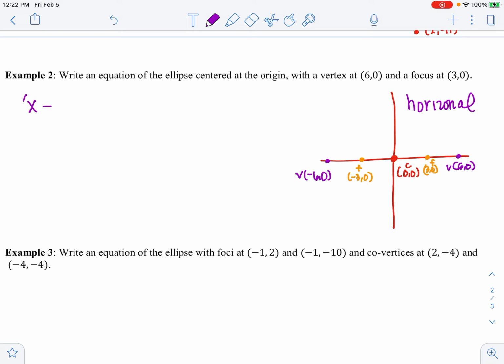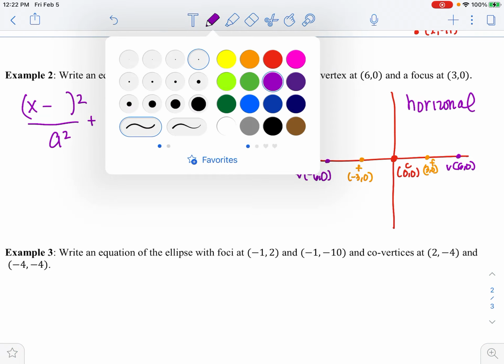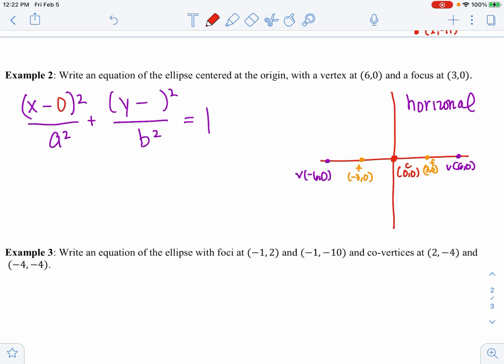So now I'm going to write x minus, leave a space for h squared over a squared, plus y minus, leave a space for k squared over b squared, equals 1. All right, let's start with our center, h, k. Our center is 0, 0. So that I don't have to write this out again, x minus 0 squared is just x squared. So I'm going to change this to x squared. y minus 0 squared is y squared. So I'm changing that and erasing it so I don't have to rewrite it.